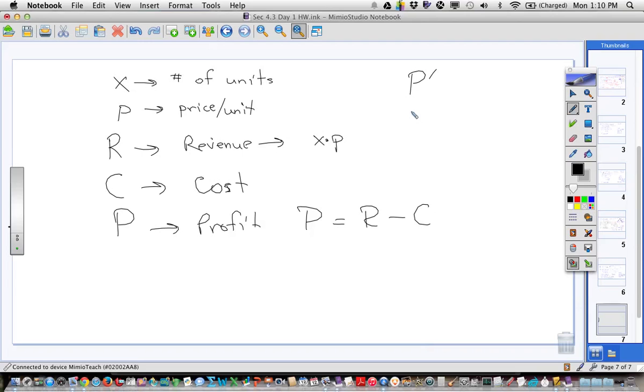Then the last thing, P prime, R prime, C prime, they use the term marginal. So whenever you hear about marginal profit, they're talking about the derivative. A business person would be interested in their marginal profit equaling zero. Because what's that mean if P prime is zero? That's your max. That's when your profit is going to be at a max, when P prime is zero.